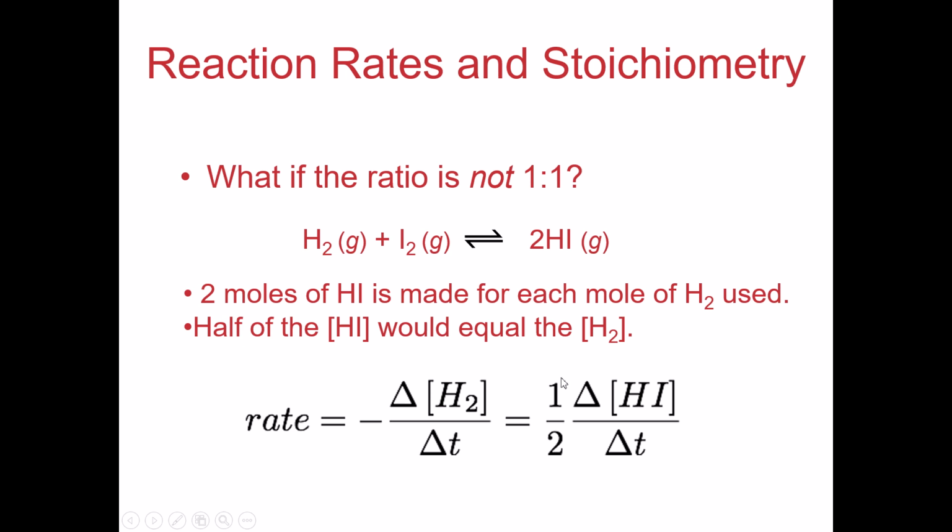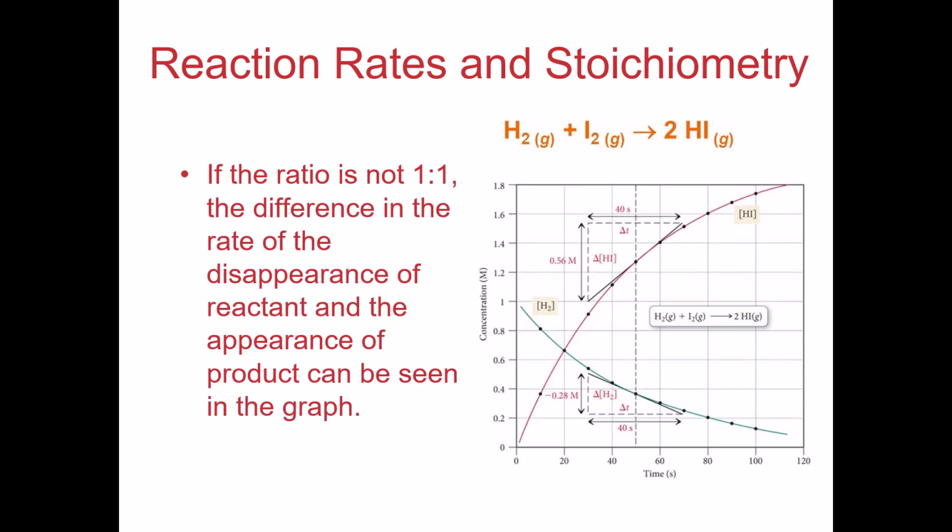Another way to remember this is that the fraction that we need in front of the relationship is the reciprocal of the coefficient. So I have a coefficient of 2 in front of HI, so my fraction is 1/2. If the coefficient were 3, it would be 1/3. If the coefficient were 4, it would be 1/4.